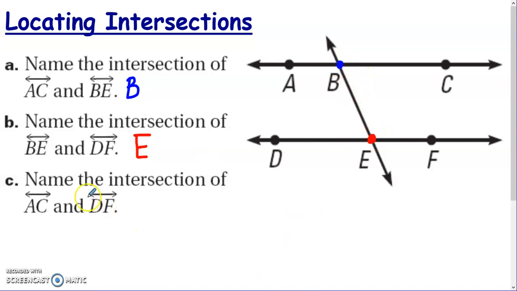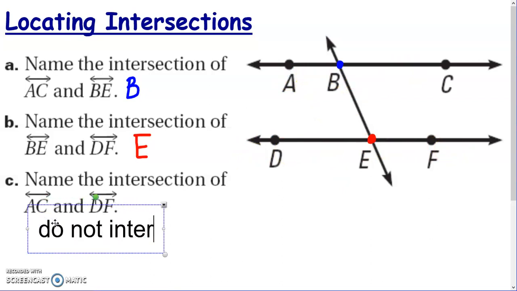And C, name the intersection of line AC and line DF. So those two lines actually do not intersect. Do not intersect.